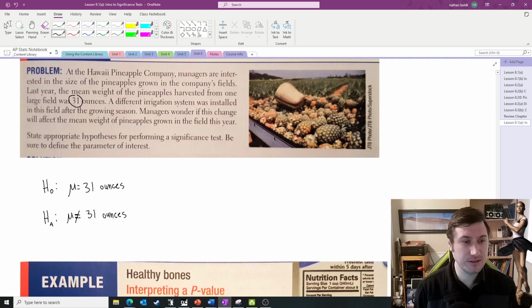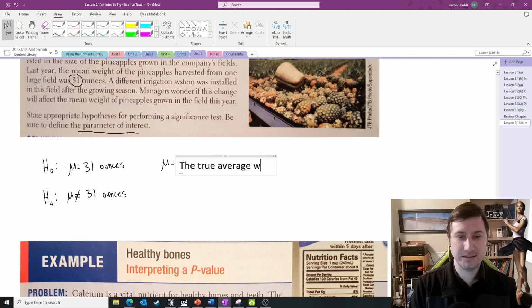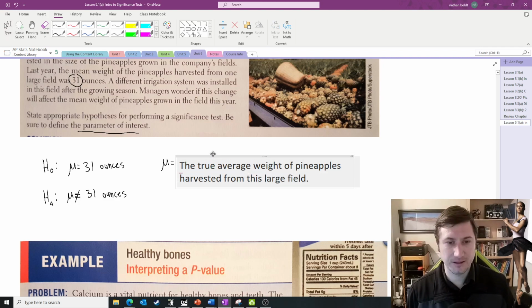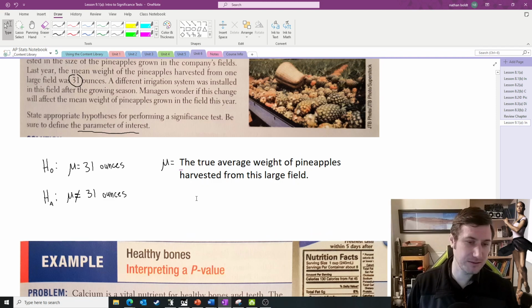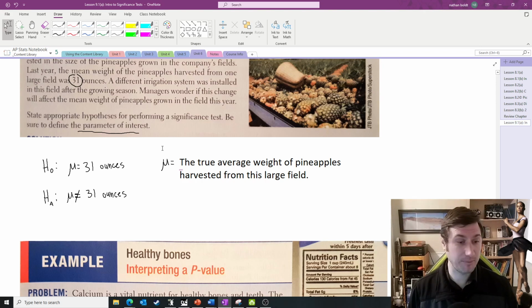They did ask us to define the parameter of interest. So that is the mean. What does this mean? Where mu is equal to the true average weight of pineapples harvested from this large field. Context, context, context, right? There we're telling us what the mean is, what mu is. So, identifying the null and the alternate hypothesis.